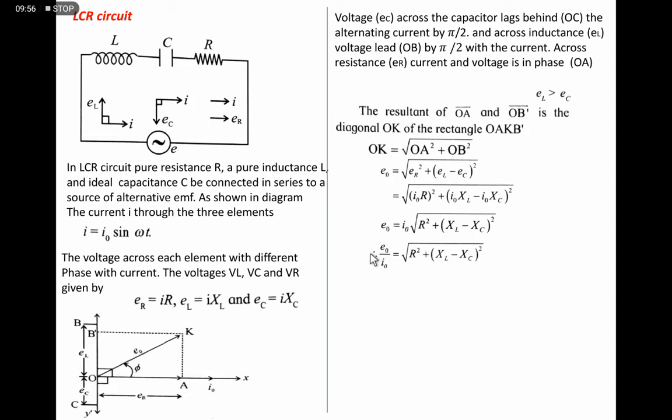Peak or the maximum value of EMF across LCR circuit, and the maximum value of the current in LCR circuit. The ratio of this is square root of R square plus (XL minus XC) bracket square. Now instead of this square root of R square plus (XL minus XC) bracket square, we'll write Z.